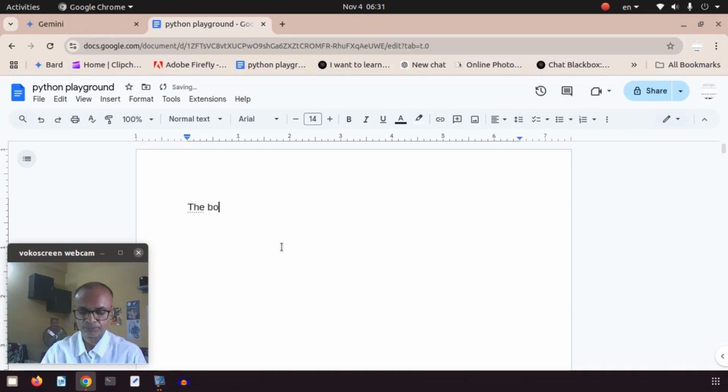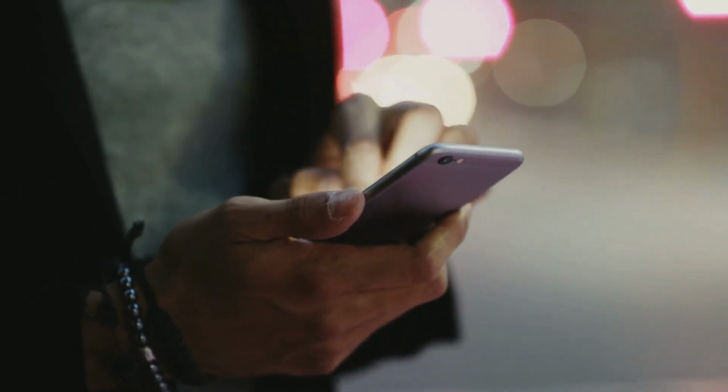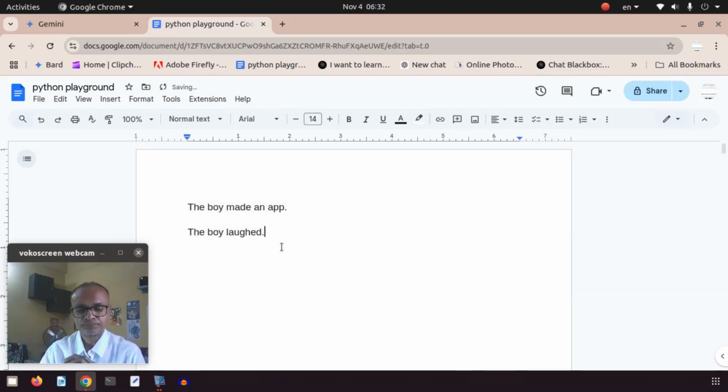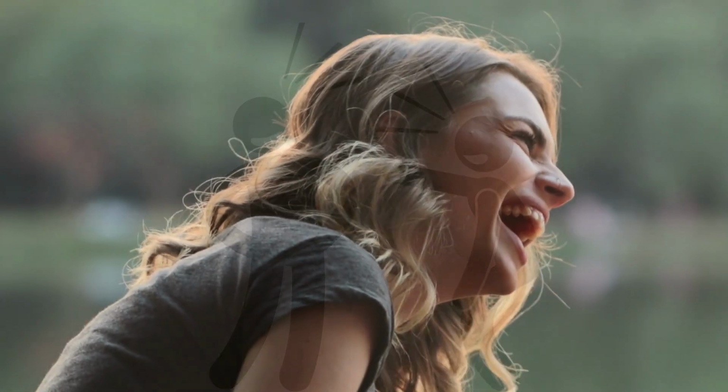The boy made an app. And the boy laughed. Now here are two verbs, right? First of all, made, and the second one is laughed, right? Can you see any difference between these two verbs? I will come back to that point in a minute.